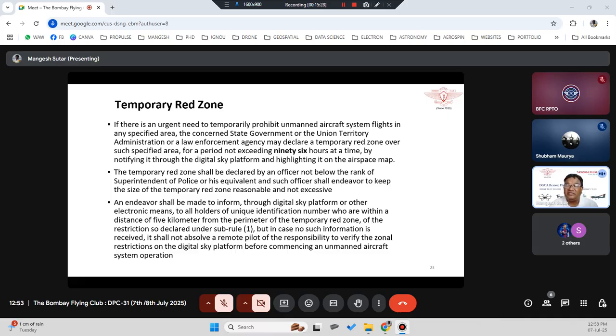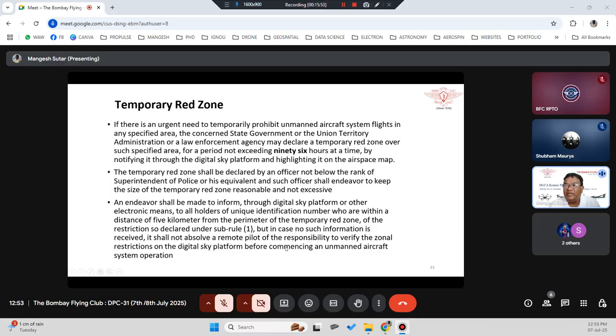If there are any restrictions, like Mumbai had, there were a couple of flying training organizations that could not fly for the last 1 month. The entire month of May till 13th of June, they were not able to fly drones, even for training purposes, because the entire Mumbai and the nearby region was converted into a red zone. So they could not commence. Now they can resume their operations.